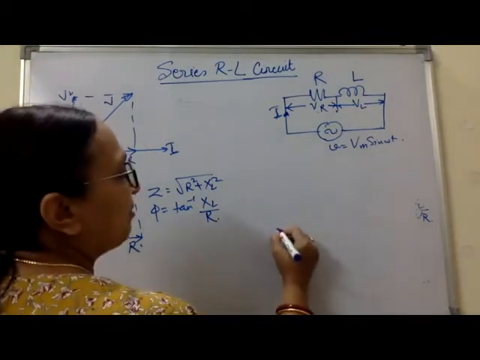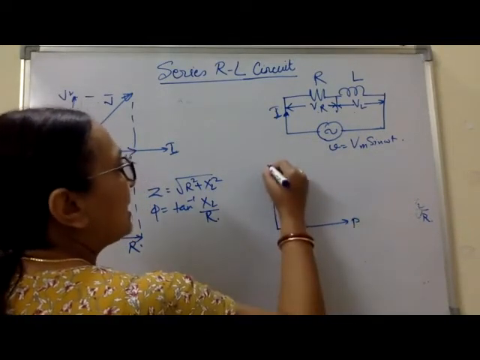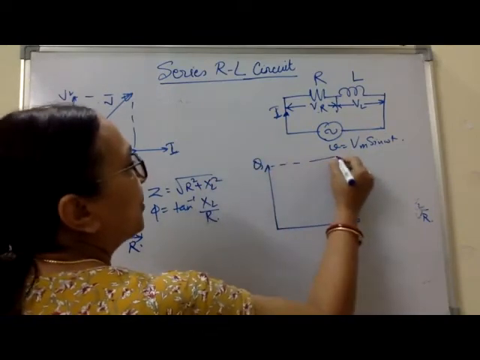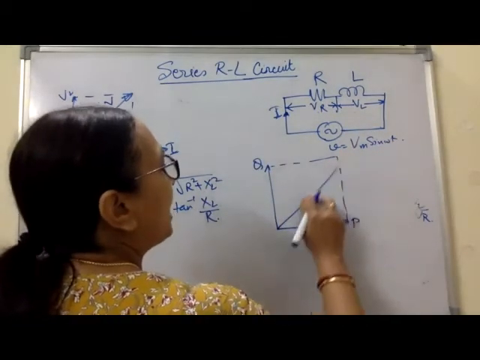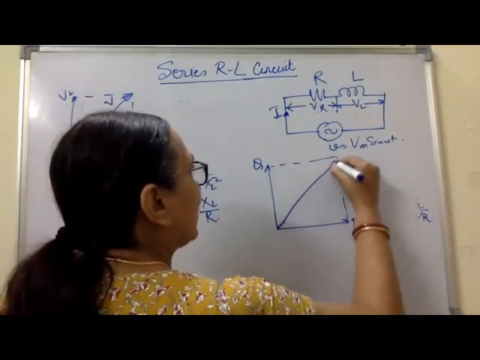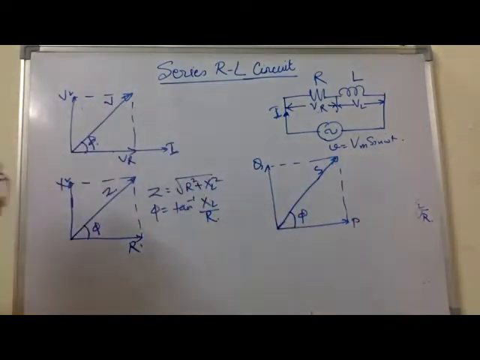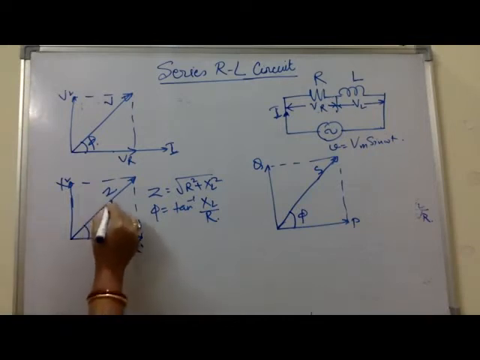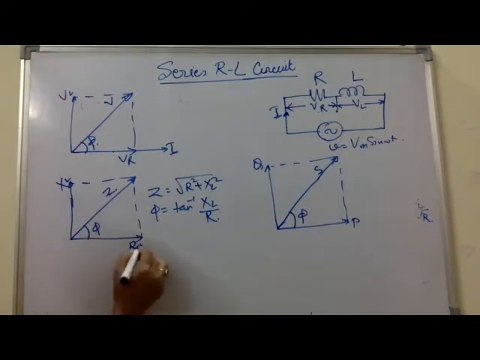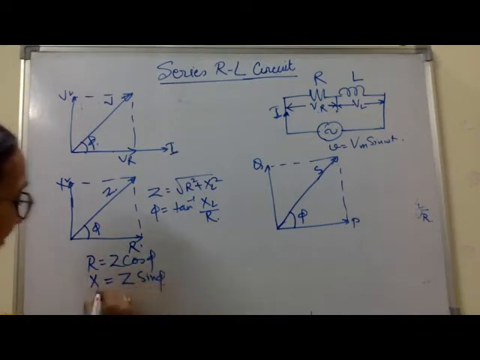So as per the power triangle, you will get this as P, this is reactive power Q, and this is your total apparent power S. Because it's the same triangle, the value of phi remains the same in all these triangles. So using these triangles, suppose you know Z, you know phi, but you don't know R. You can write R as Z cos phi, and X is equal to Z sin phi.